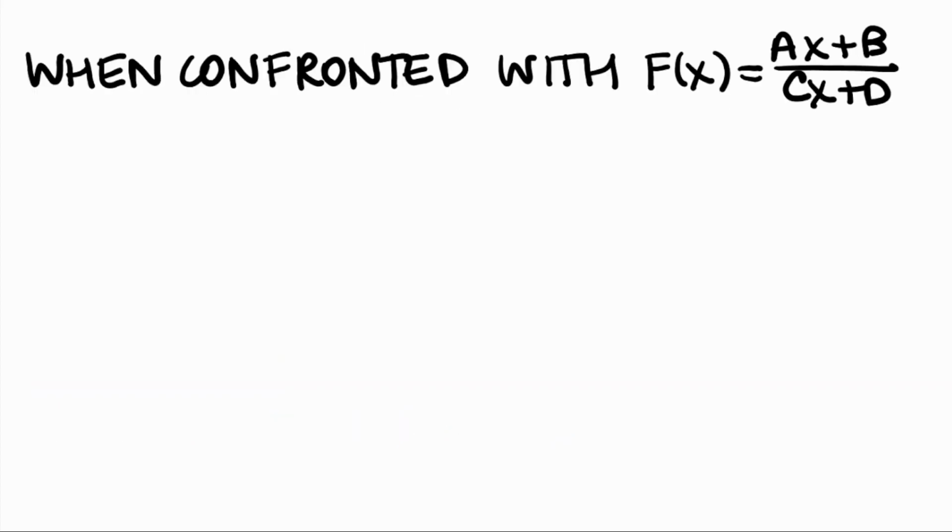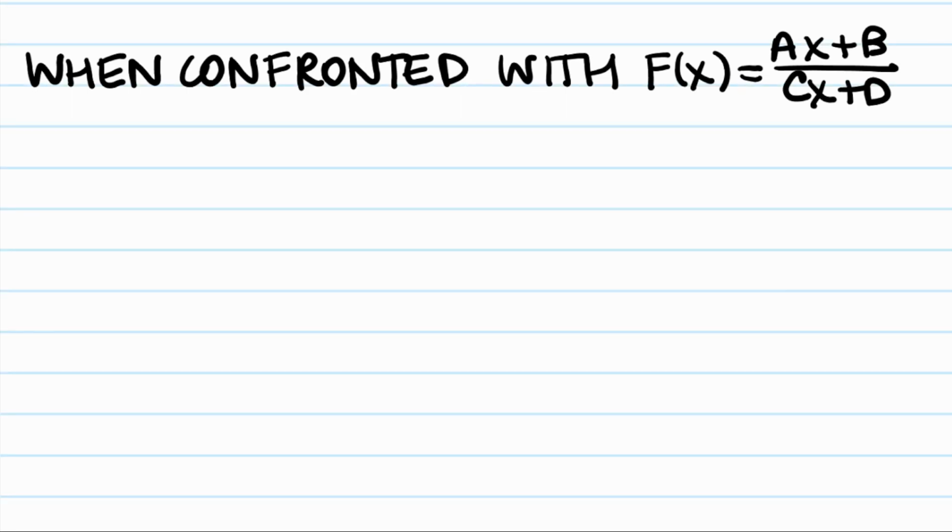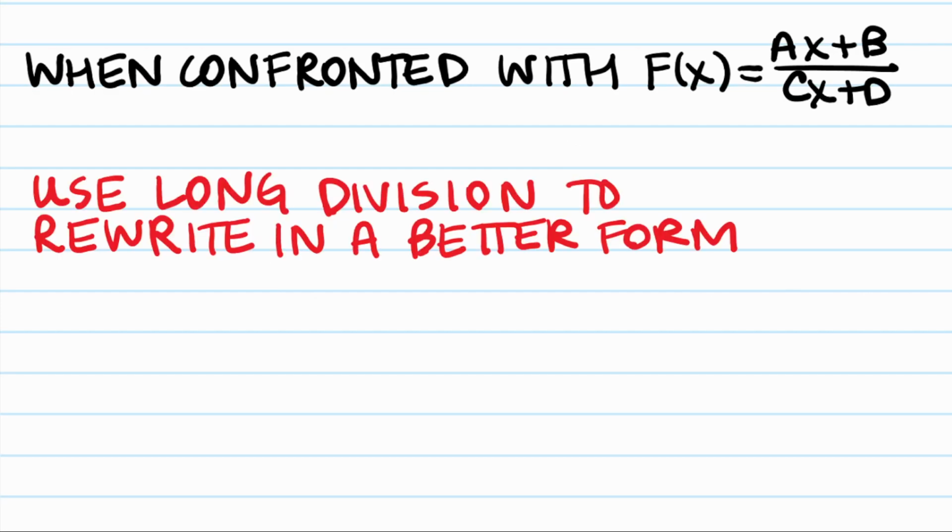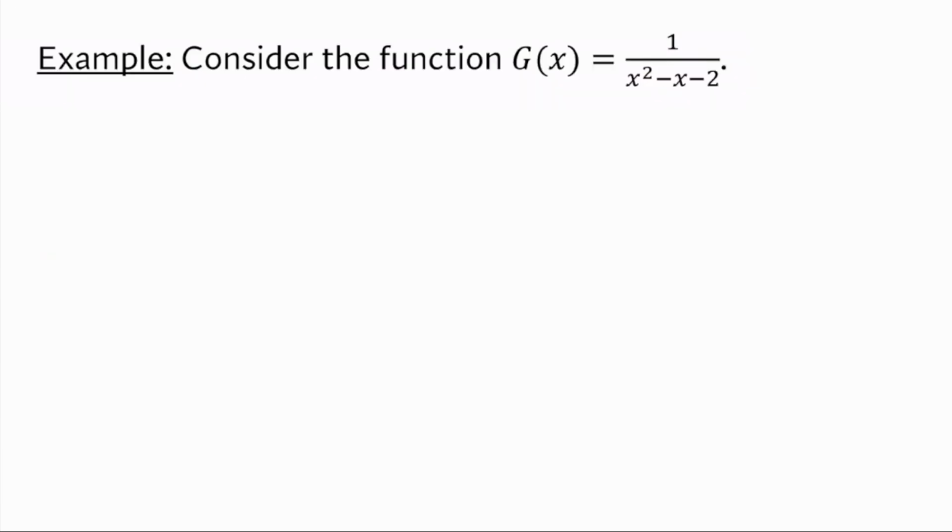Alright, so the message here is when you are confronted with f of x equals linear on top over linear on bottom, ax plus b over cx plus d, what I want you to do is use long division to rewrite it in a better form. I think that's going to be the best course of action for us. If we rewrite it as some number plus some other number over cx plus d, we have a much better chance of graphing it in this class.